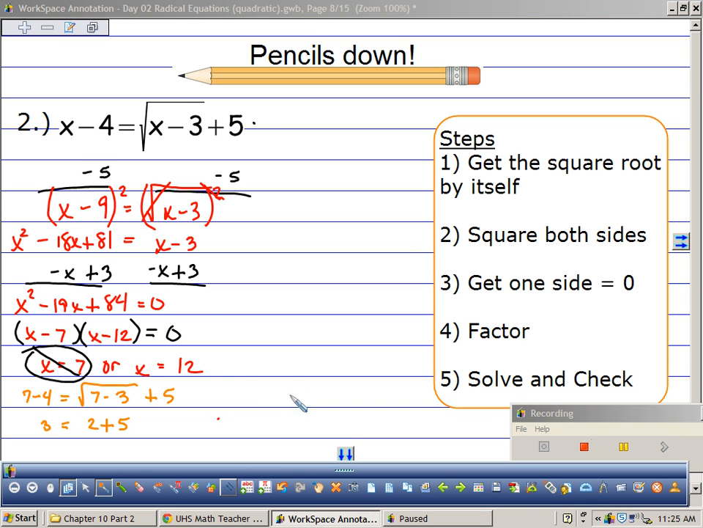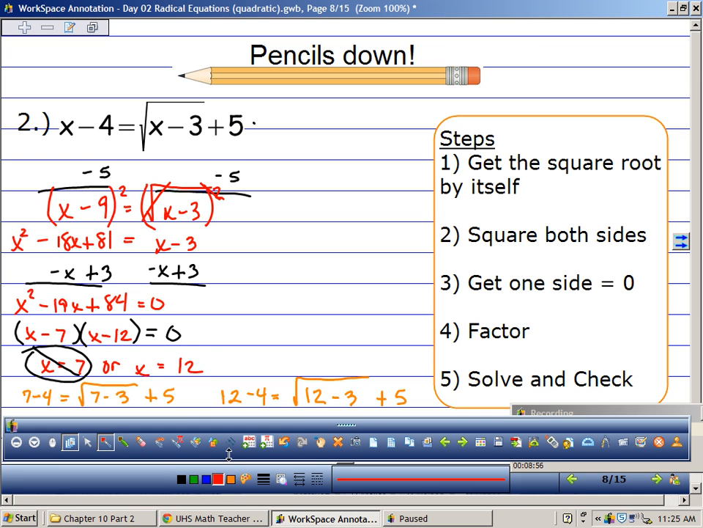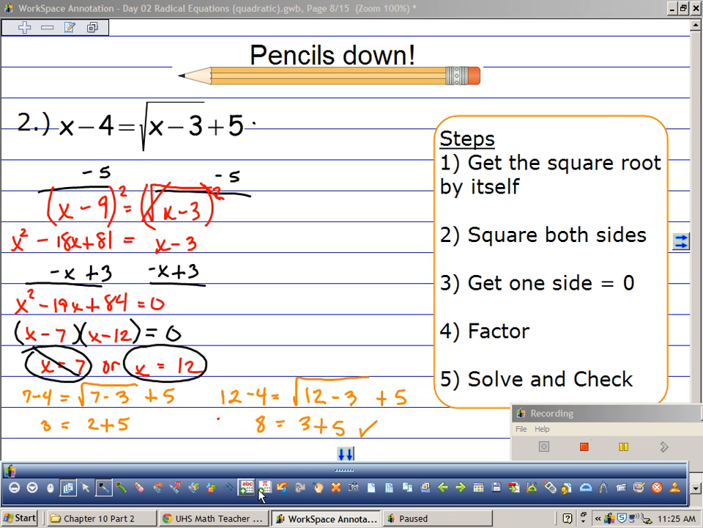You just don't know. You have to check both of them. The other one is 12. Let's see if 12 works. So if I substitute 12 in for x, 12 minus 4 equals the square root of 12 minus 3, then add 5. 12 minus 4 is 8. 12 minus 3 is 9. The square root of 9 is 3 plus 5. That one checks. So your answer is x equals 12.